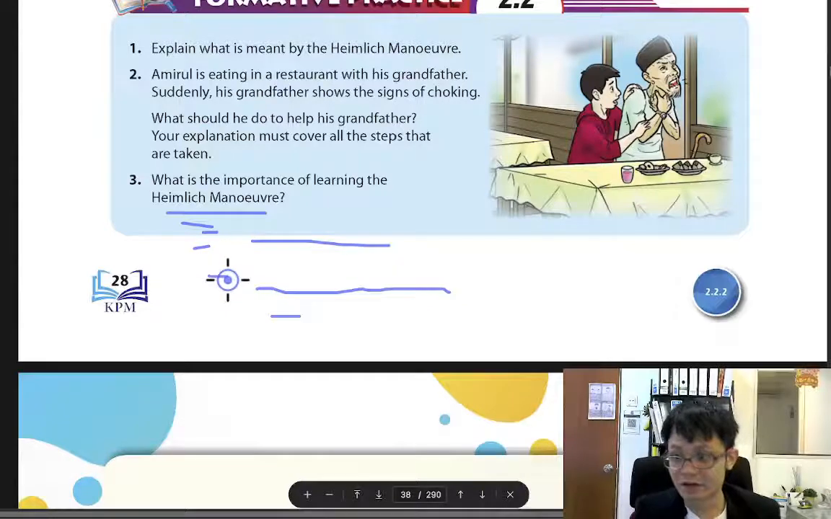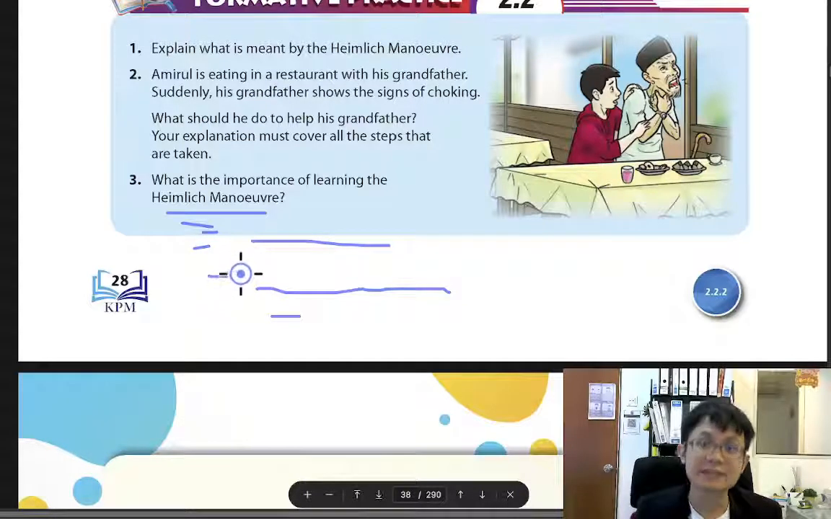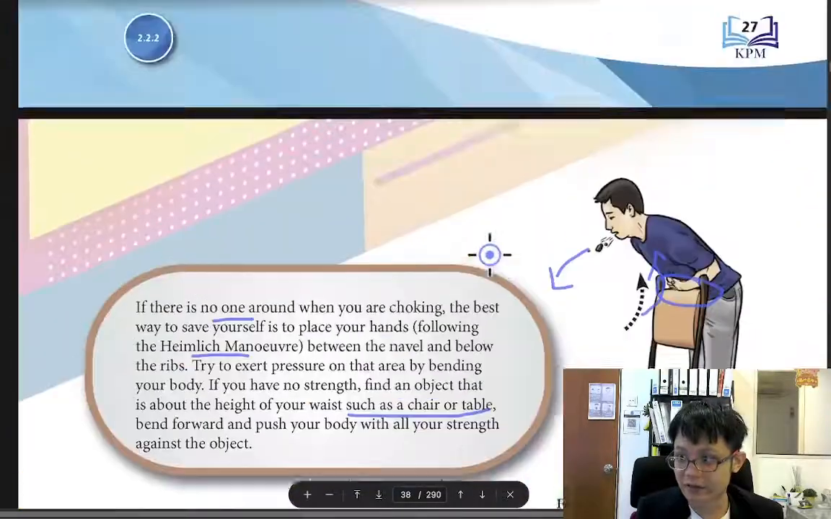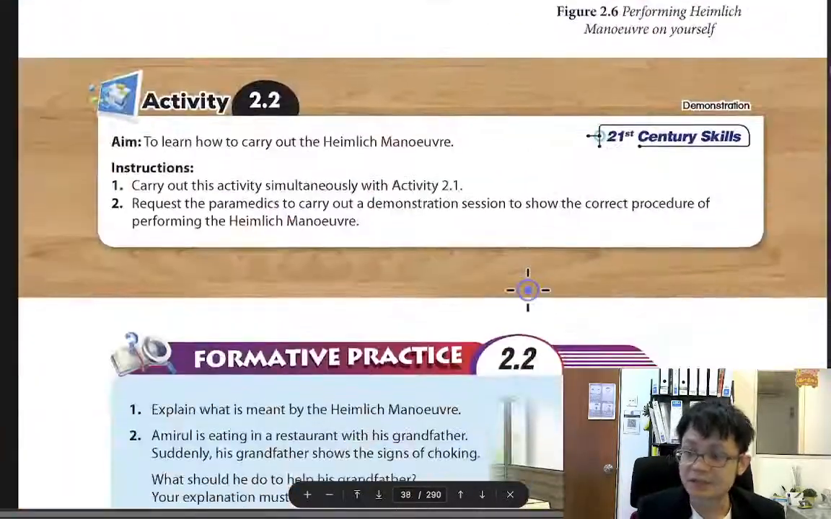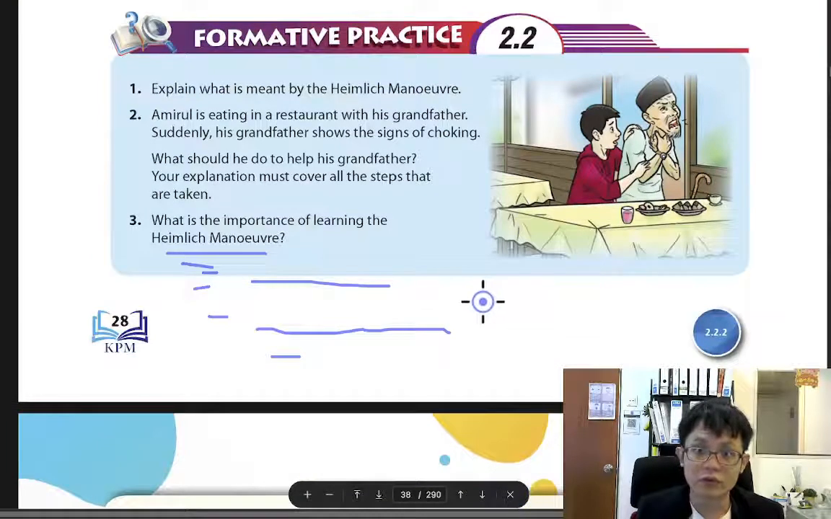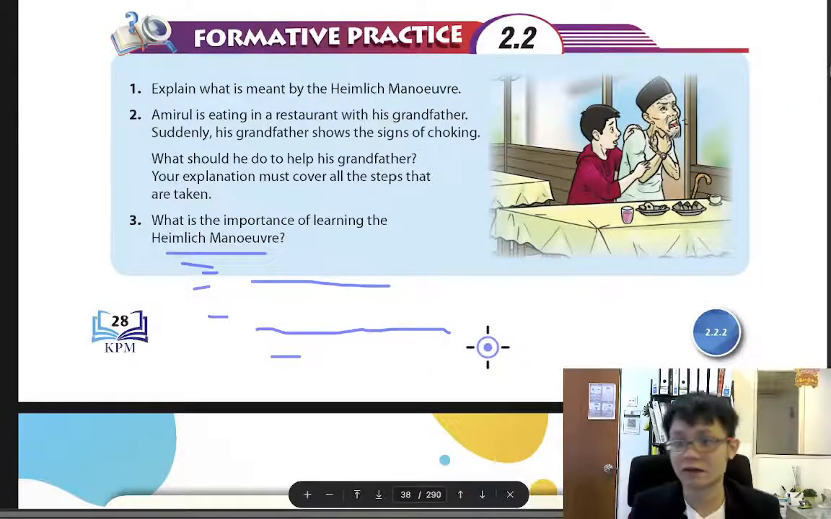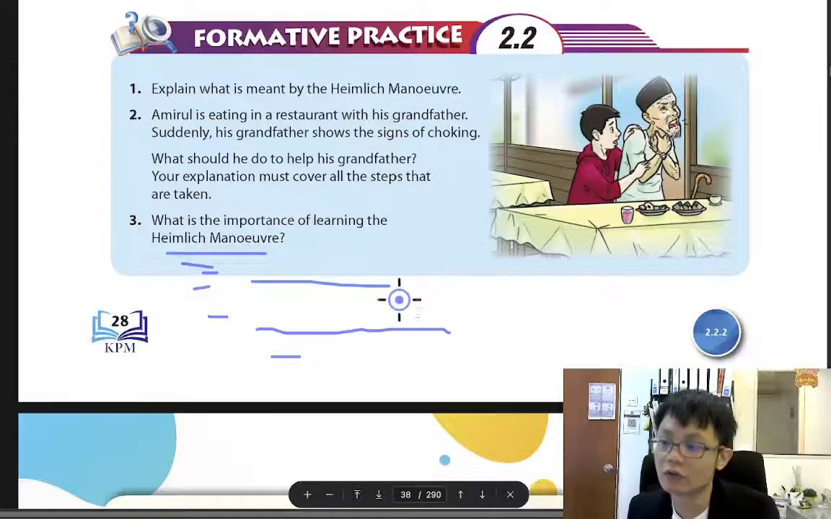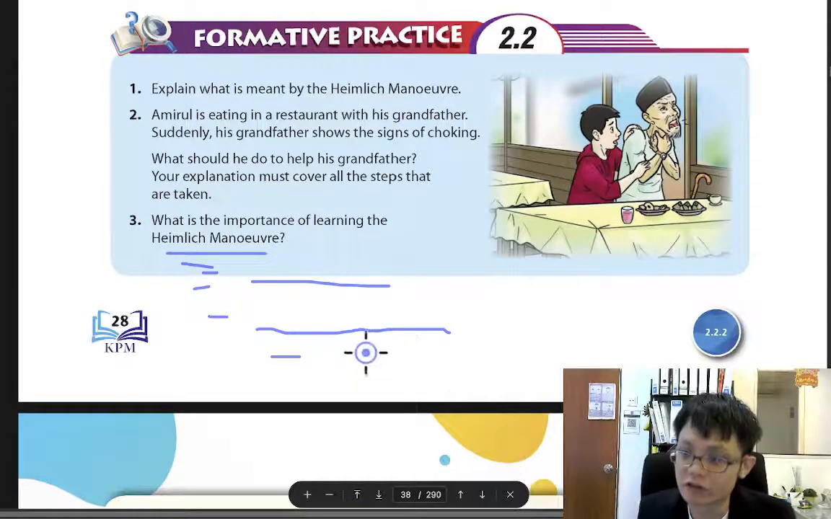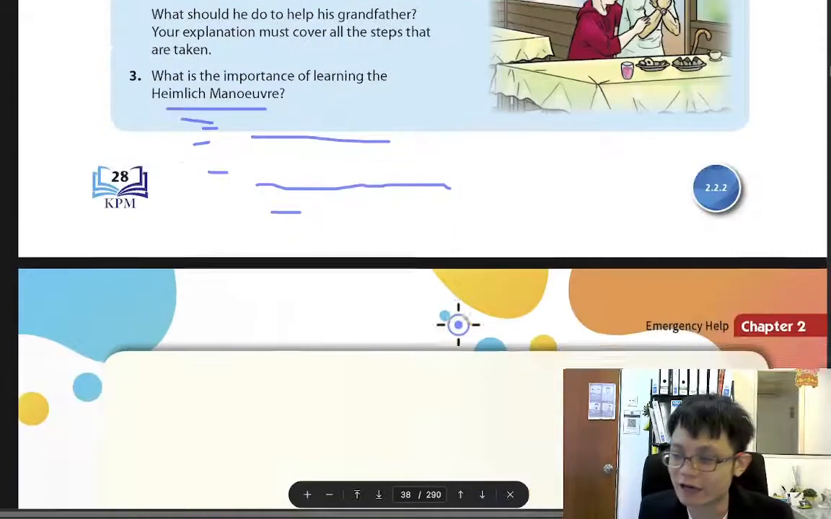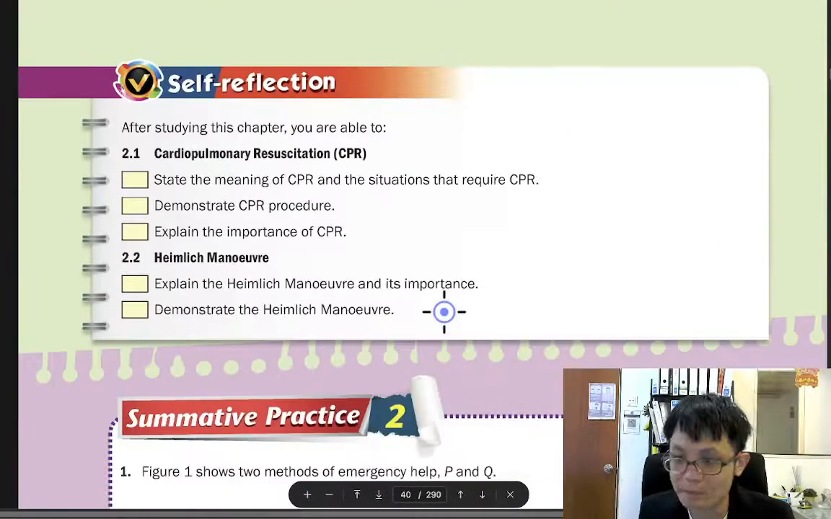And then why? Because the foreign object is blocking the trachea, the epiglottis. The person cannot breathe, so the oxygen cannot enter the brain. The person might experience death. Therefore, removing the foreign object will allow the oxygen to flow into the lung and allow the person to breathe. Something like that. Up to you, whatever words you want to use.